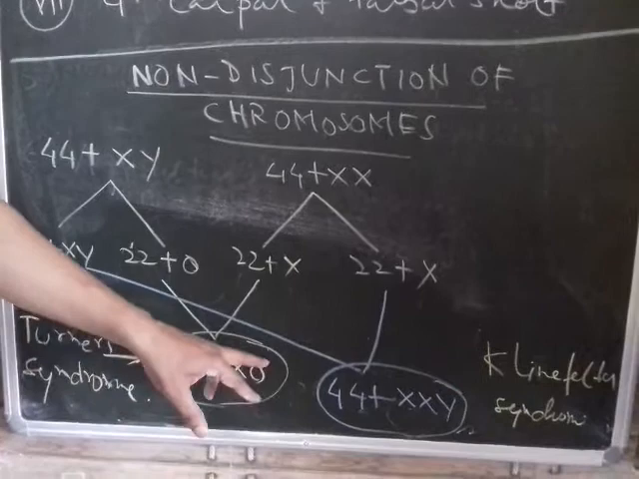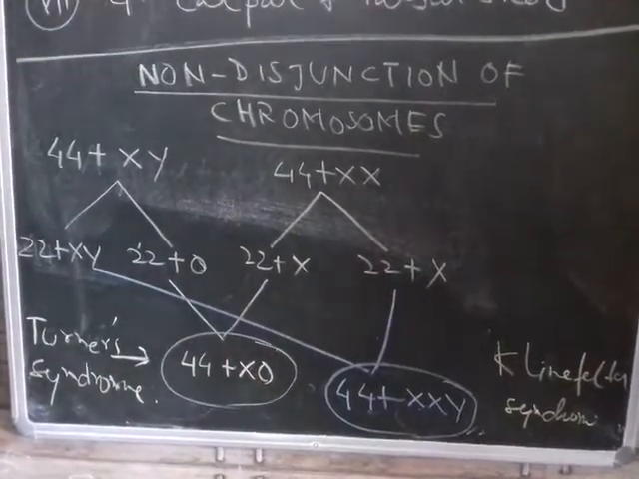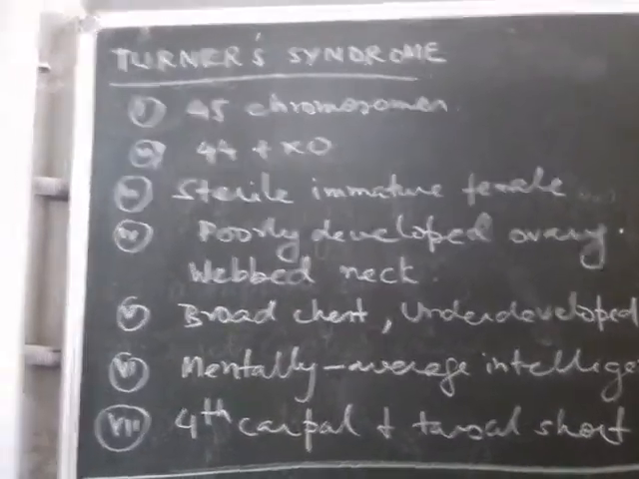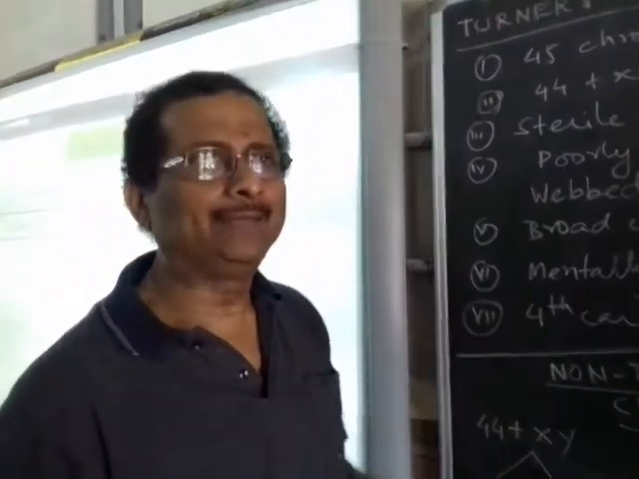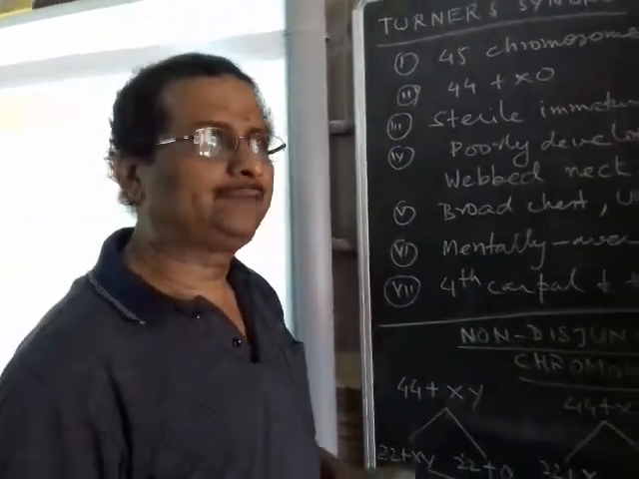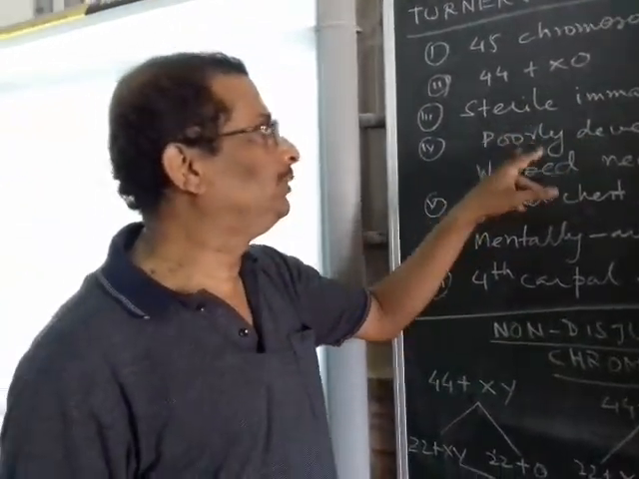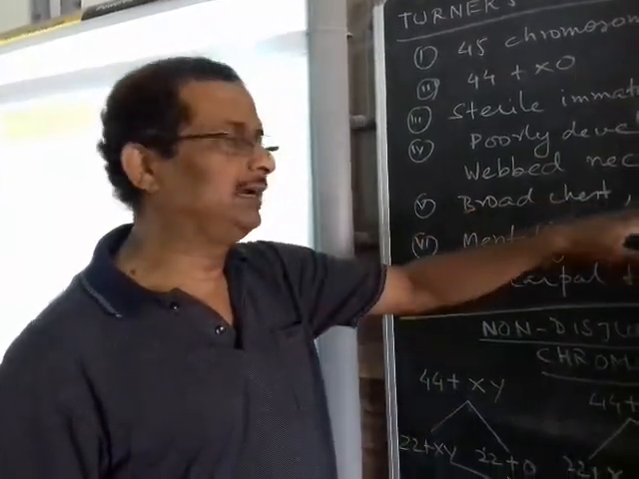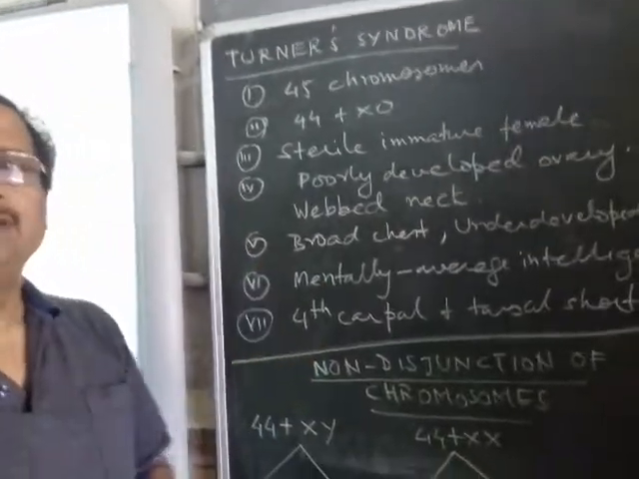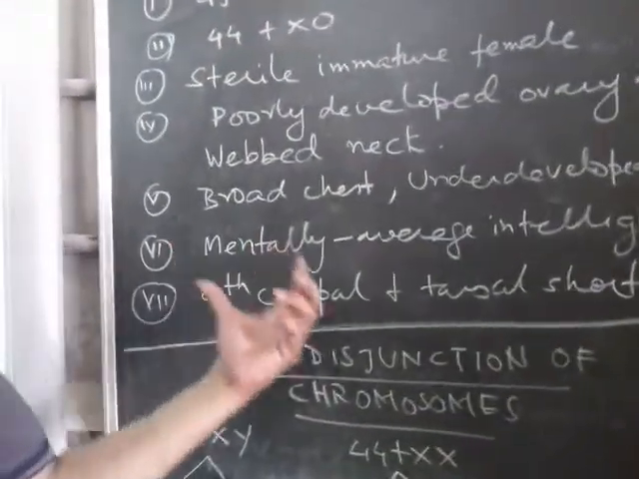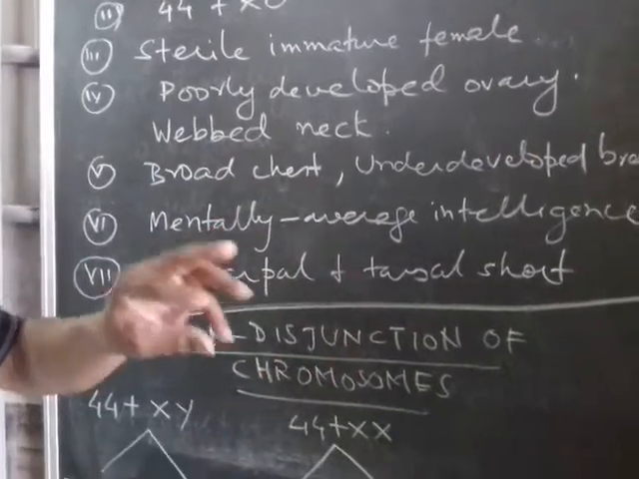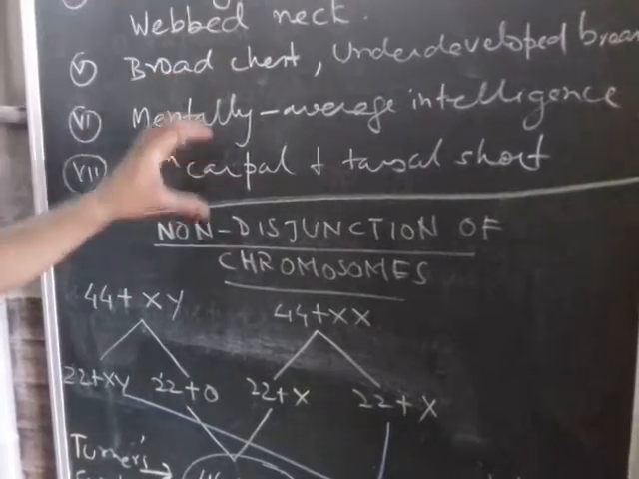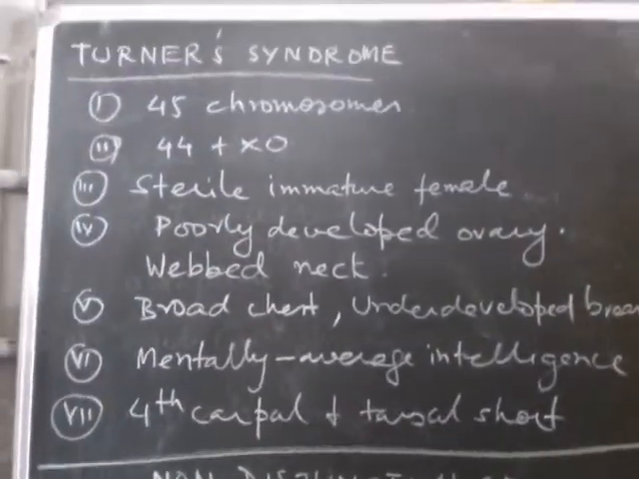They have one sex chromosome less. This gives rise to a syndrome called Turner syndrome. In Turner syndrome, we call it a sterile female. They have poorly developed breasts and poorly developed ovaries with a webbed neck. They have a broad chest, and mentally they are of average intelligence, and their foot, carpal and tarsal bones are found to be shorter. Now this is about this particular sex chromosomal abnormality.